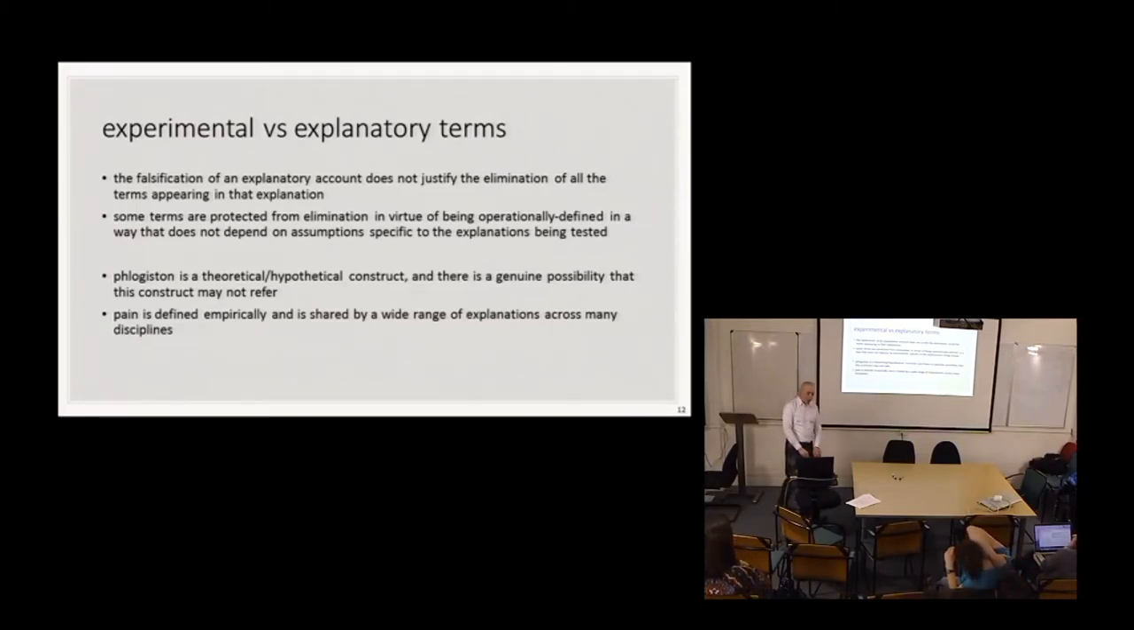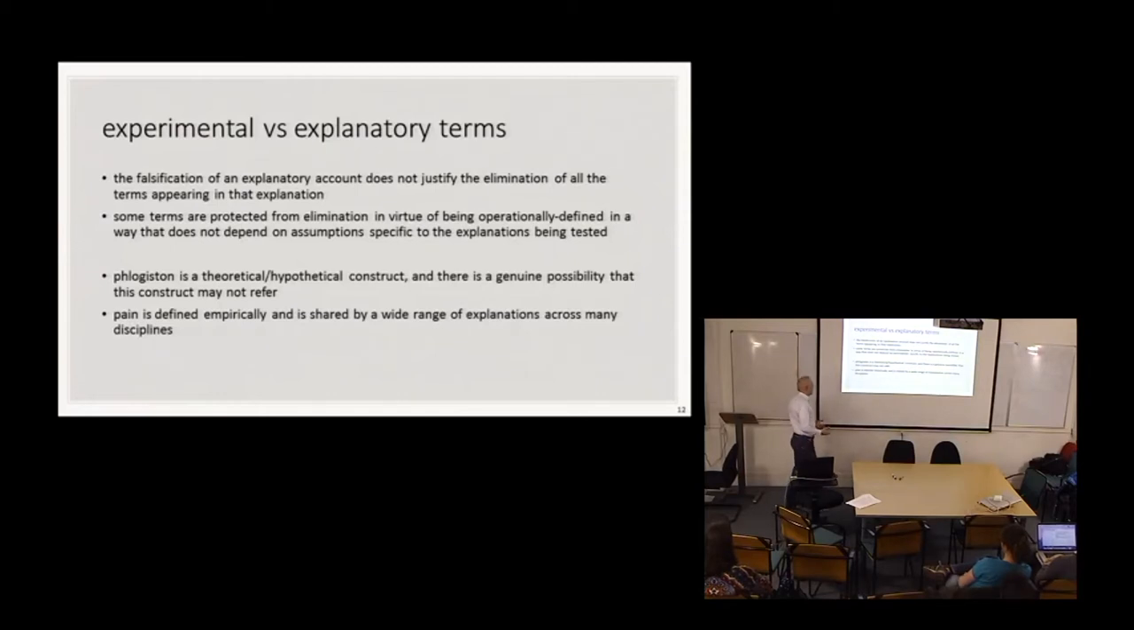I think one reason would be perhaps because we have to make a distinction between experimental and explanatory terms. If you take the example of phlogiston, the falsification of the whole explanation does not justify the elimination of all the terms that appear in that explanation. Proponents of the phlogiston theory also relied on lots of other terms in order to describe oxidation reactions such as rusting. So just because their explanation turned out to be false doesn't mean that a chemist would ban altogether talking about rusting reactions and talking about iron.